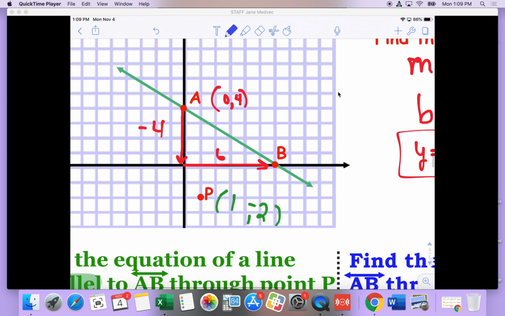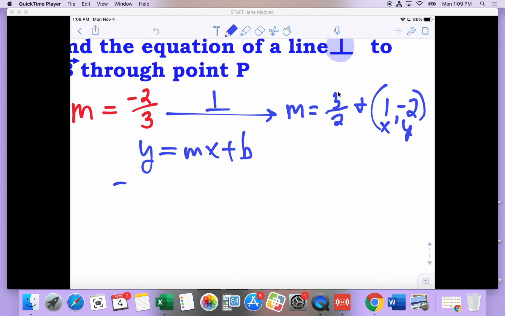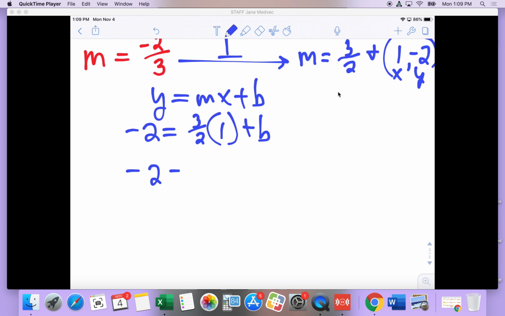Okay, so I'm going to take 1, -2. Here's my x, here's my y. Y equals mx plus b. Y is -2, m is 3/2, x is 1, plus b. -2 equals, and if you want to, you can make that 1 1/2. B ends up giving me -3 1/2.